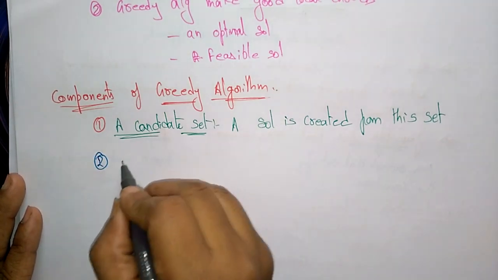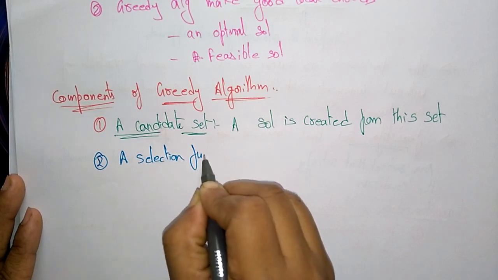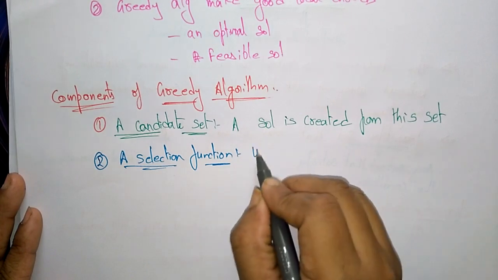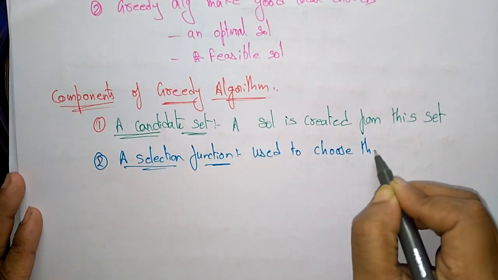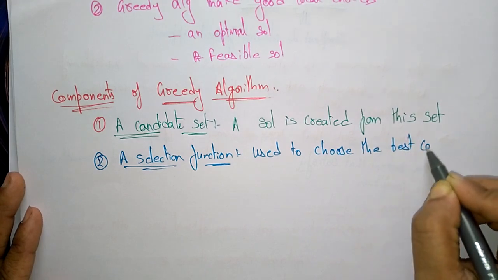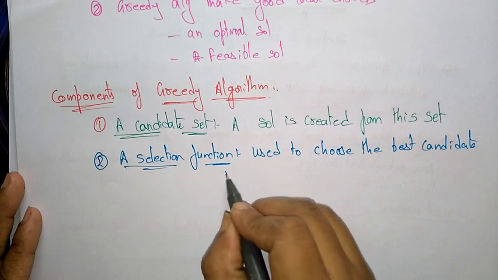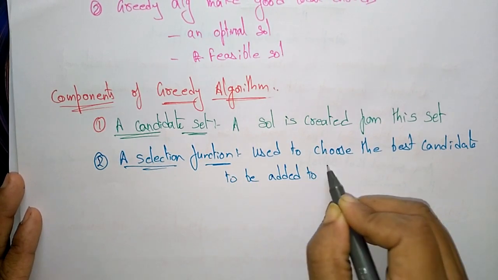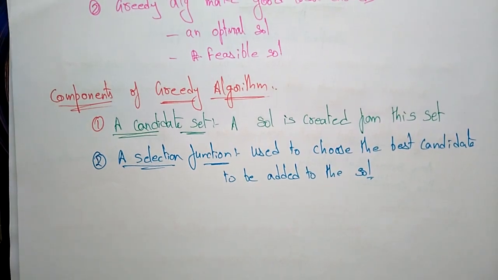The second component is a selection function. What's the use of the selection function in the greedy algorithm? The selection function is used to choose the best candidate to be added to the solution, meaning you are selecting the best subset.